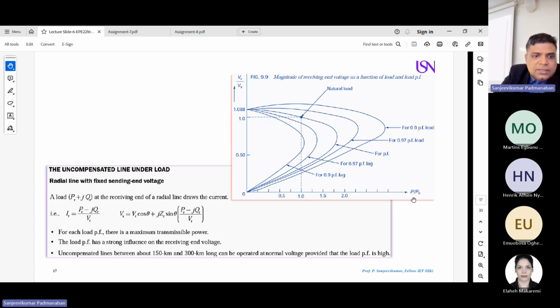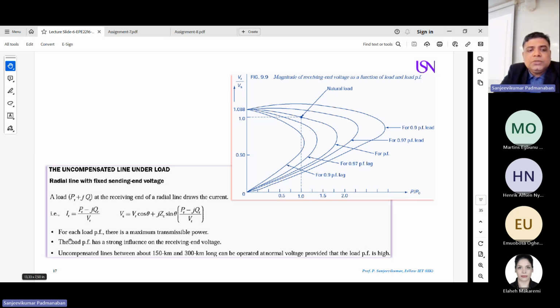How to do that calculation? Let us look at how the loads will have active power and reactive power on the receiving end. R represents the receiving end. S represents the sending end. So I calculated PR plus jQR. From this, I calculated my current: P minus jQ divided by V. And this is the voltage formula. So based on this information, I calculated all these parameters of the graph to illustrate the variation of your receiving end voltage with respect to power factor.